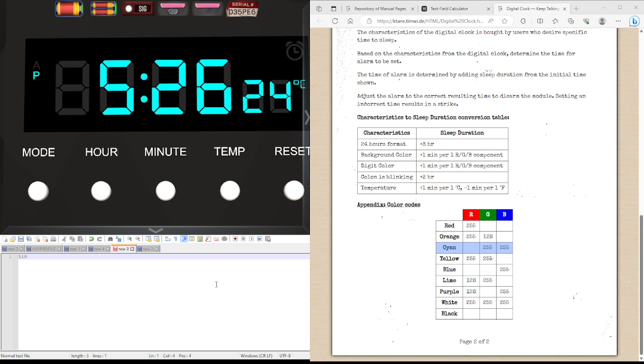That's going to be 510 minutes. 510 over 60 is 8 hours, and that's 8.5, so 0.5 times 60 is 30. 8 hours, 30 minutes. The color is blinking, so that's going to be 10 hours and 30 minutes.